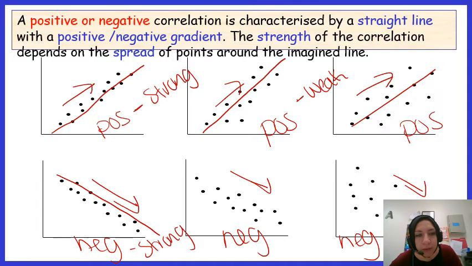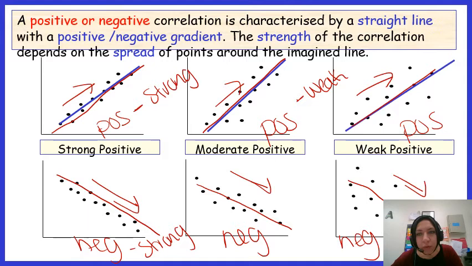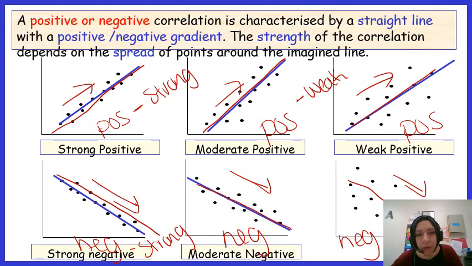Same concept applies here, is that if you put a straight line through these set of points, if it's hitting most of the points or the points are really, really close to that line, then it's strong. Here we start to get weaker and weaker again. So that just shows you the visual. And the middle ones are moderate because they're not really strong, but they're not super weak.